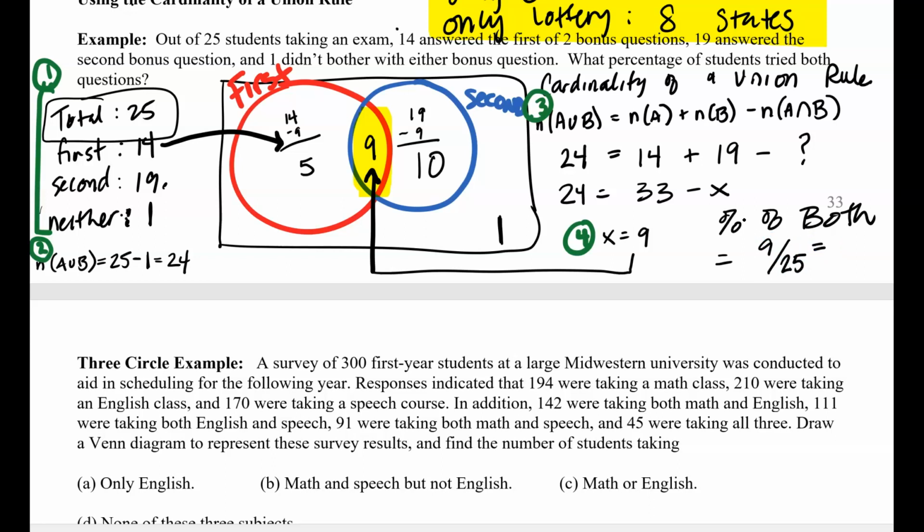So if you're ever asked for a percentage, you want to know the total. That's going to be your denominator. And we get 0.36, which is the same thing as 36%. So our answer here is going to be 36%.